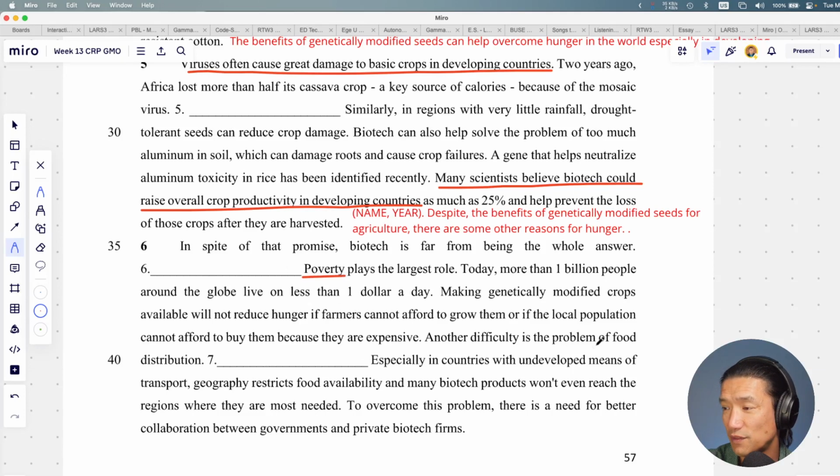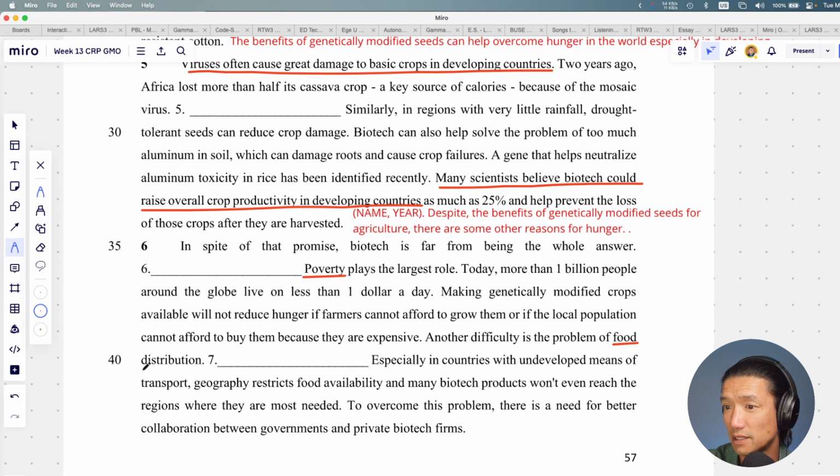And yes, food distribution, getting the food where it needs to go without the food spoiling or going bad, right? When the food gets bad, it spoils. When you have a bunch of spoiled vegetables or your milk spoils, it'll start to smell bad and get kind of chunky and sour. And you'll drink it and you'll think you're okay, but you're not. Especially in countries with undeveloped means of transport, right? Not a lot of roads or trains, and not having the infrastructure for transportation.